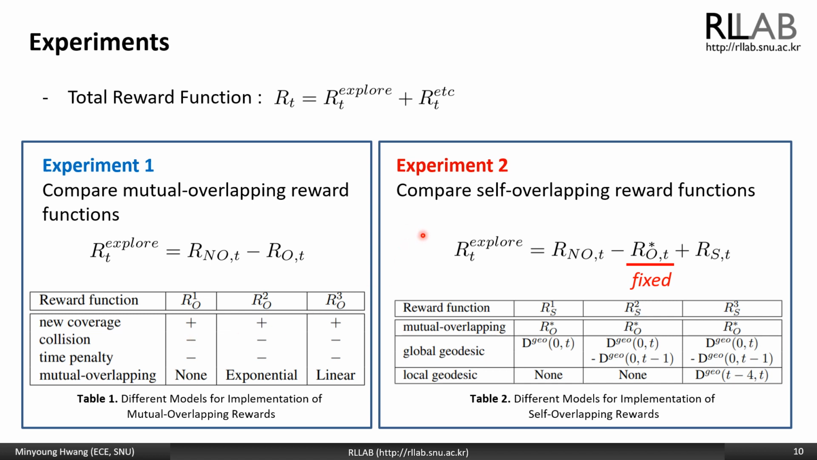The second experiment uses both mutual overlapping and self-overlapping rewards. Since we fixed the RO2 as the optimal mutual overlapping model from experiment 1, we just compared different types of self-overlapping models, as shown in Table 2.